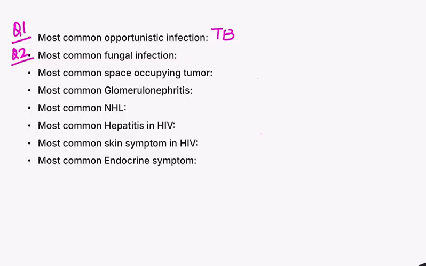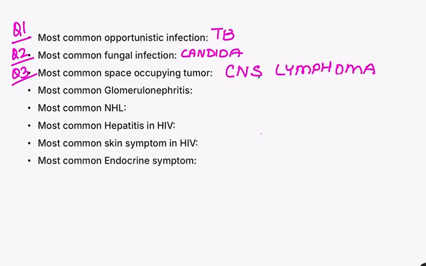Question number 2, what is the most common fungal infection that they would see? And the answer would be Candida. Question number 3, what is the most common space occupying lesion? Of course, that's going to be a CNS lymphoma. Space occupying lesions are set for the brain, and the CNS lymphoma that we are dealing with over here is, I'll answer it in the next question, that is going to be DLBCL.